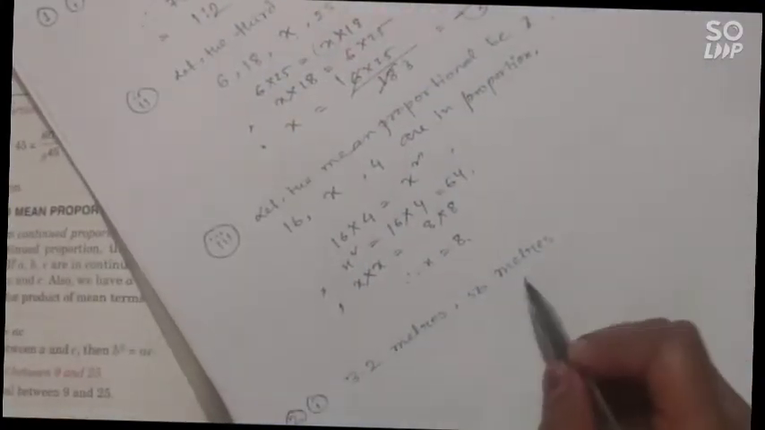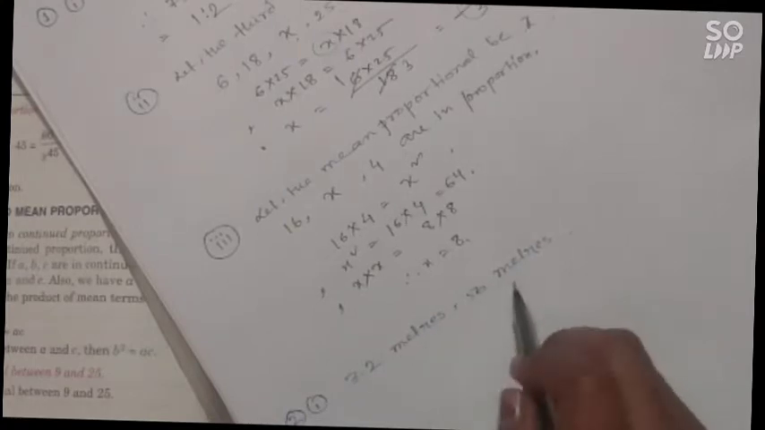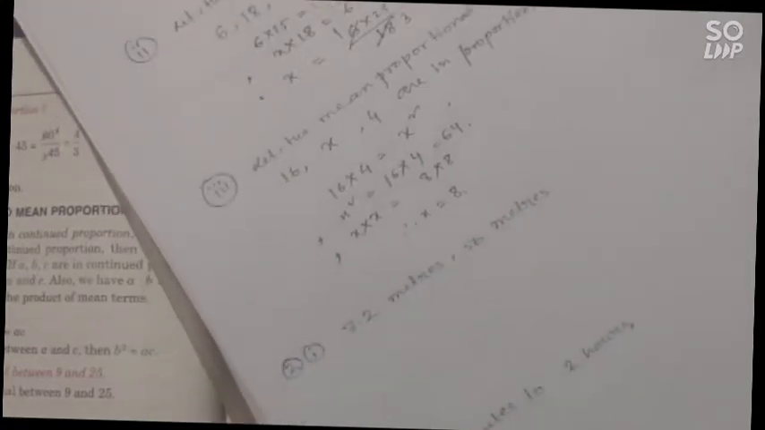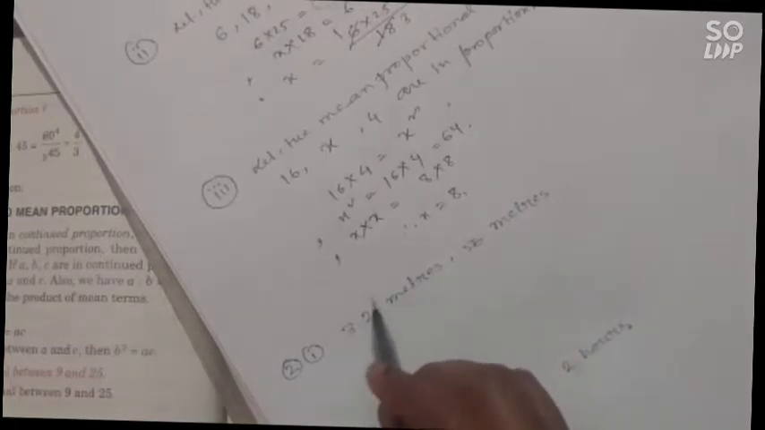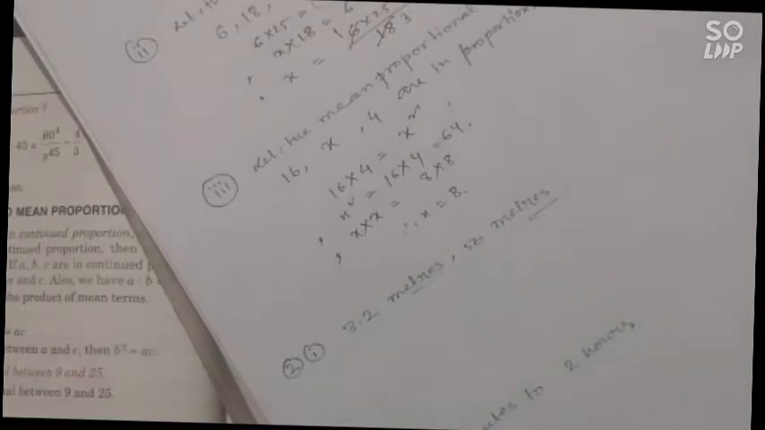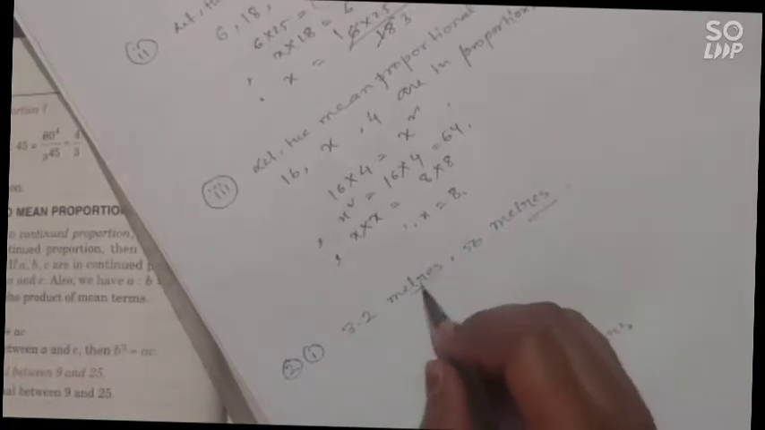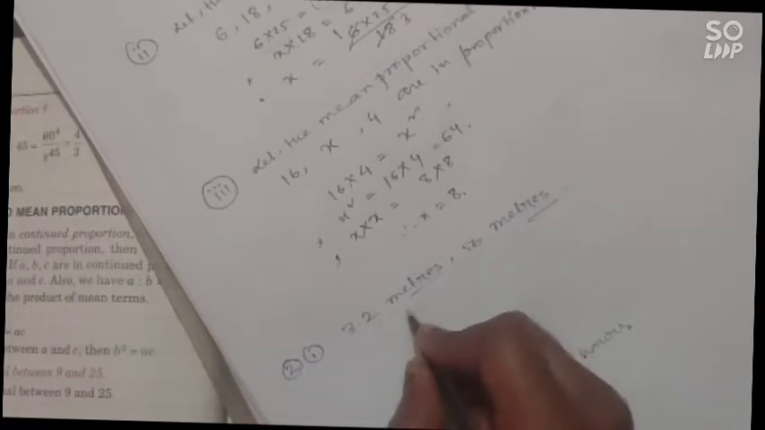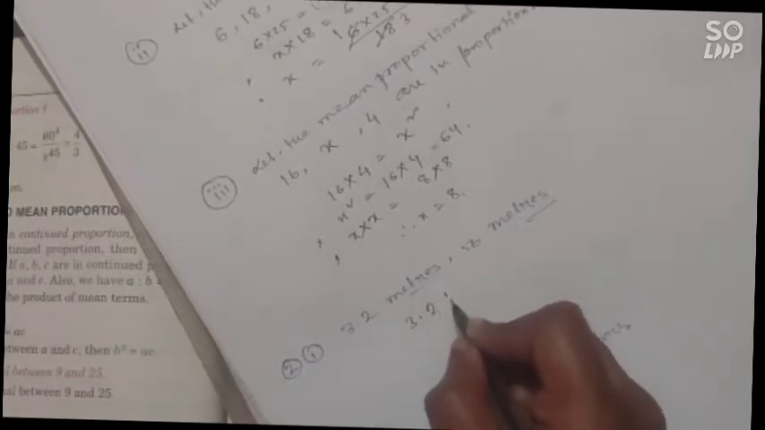So first, question number 2-1, 3.2 meters and 56 meters. Both of these quantities are in the same units, so we don't need to convert them into the same unit. So 3.2 meters, 56 meters. You have to find the ratio.